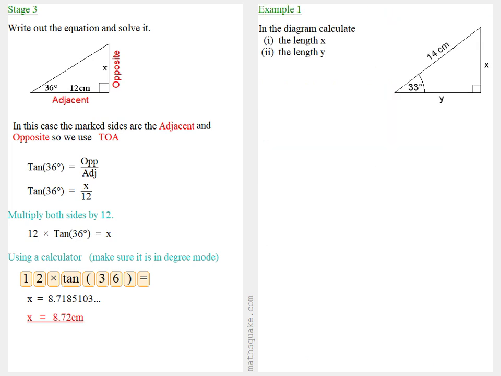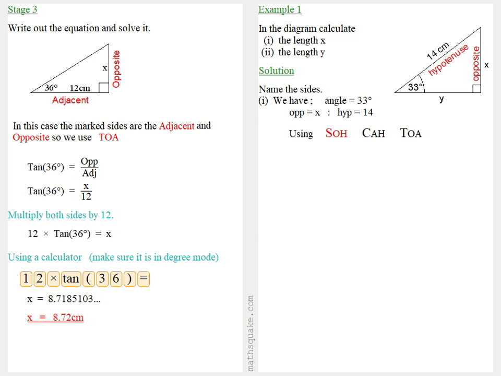Let's look at an example. In the diagram, calculate the length of x and the length of y. Now to do this for part 1, name the sides. Now we're given that the angle is 33 degrees, the opposite side is x, and the hypotenuse is 14 centimetres. So we're going to use SOH.